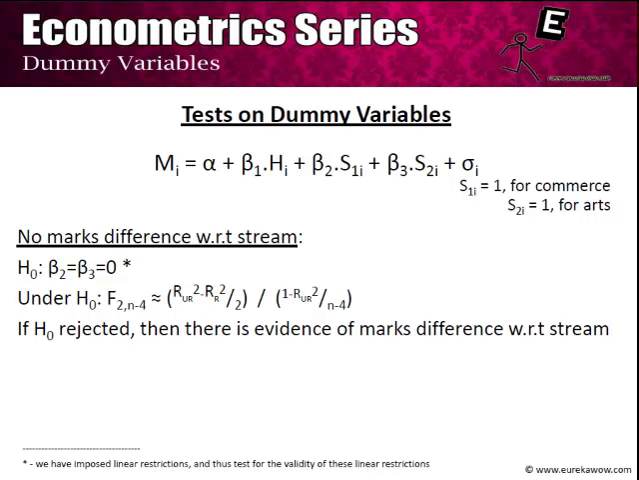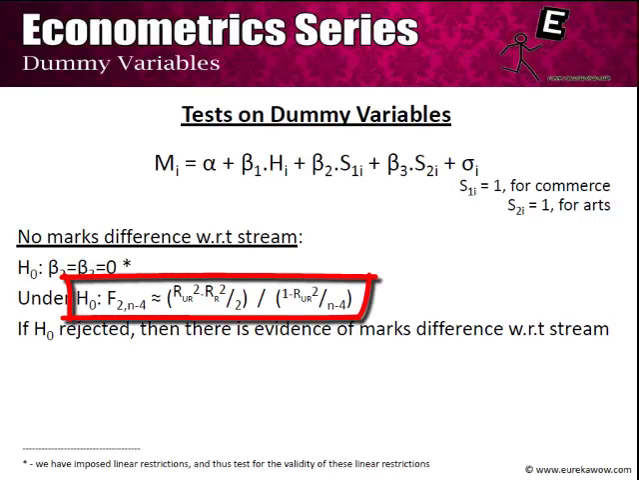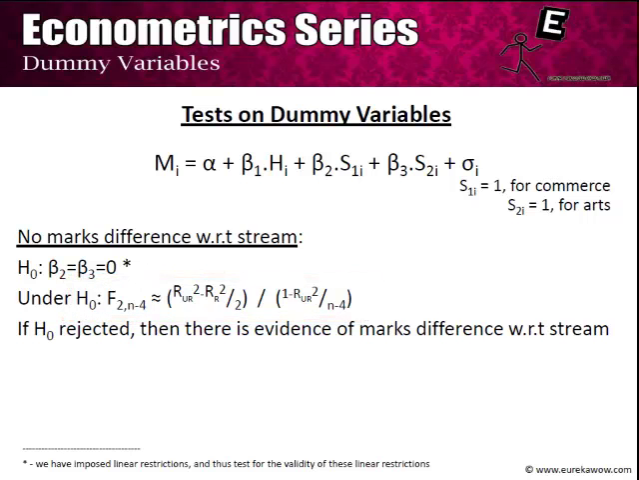In the case of more than one category, for example if we choose streams, then we have two dummy variables, S1i which is equal to 1 for commerce students and S2i which is equal to 1 for arts students. If our null hypothesis is that there is no marks difference with respect to stream, then we would say that beta 2 equal to 0 and beta 3 equal to 0 at the same time. So our null hypothesis H naught is that beta 2 equal to beta 3 equal to 0. What we are essentially doing now is running a test for linear restrictions, taking beta 2 equal to beta 3 equal to 0. Hence under H naught we run two regressions.